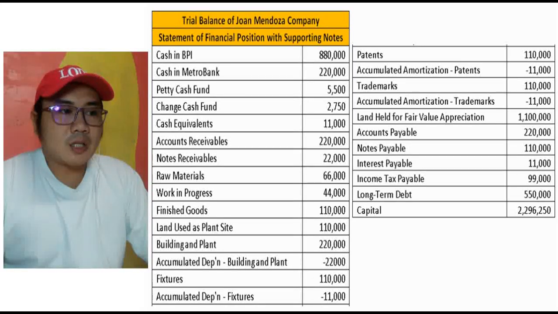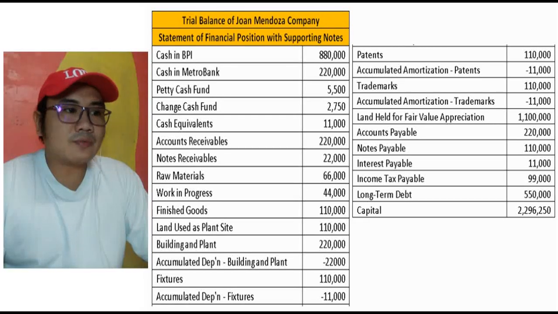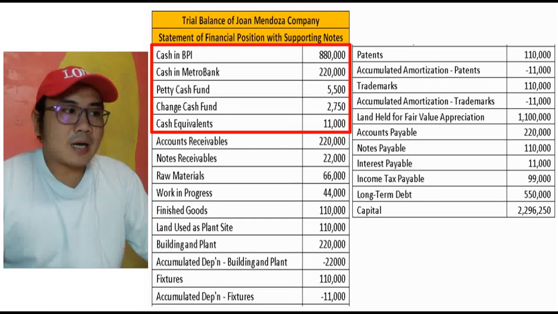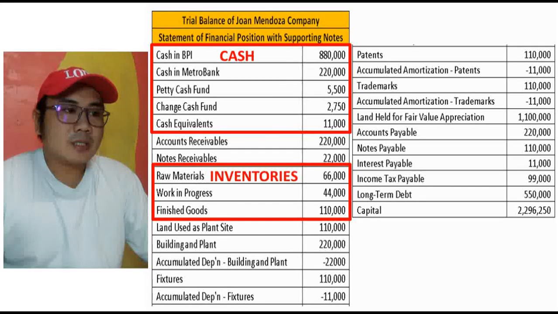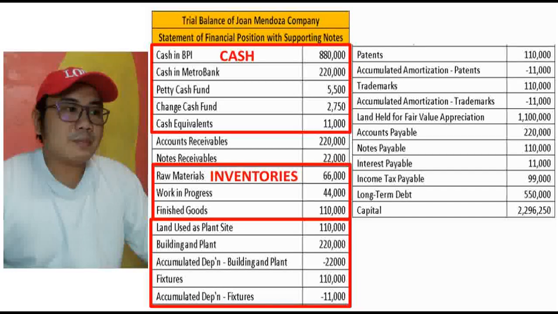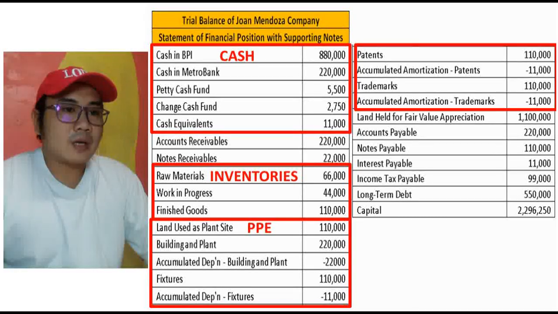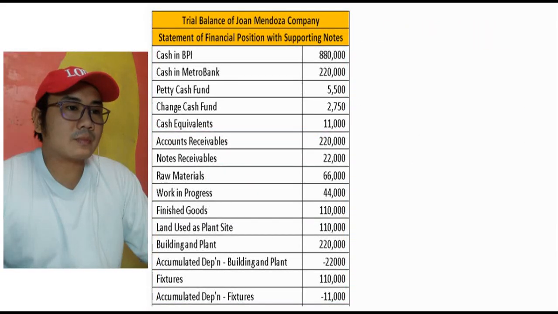When we analyze the following accounts, we will notice that there are accounts that can be grouped or combined to form a single account. This account can be written under cash account. This can be written under inventories. This can be written under PPE. And this can be written under intangible assets. Let us start writing the supporting notes for the following accounts.